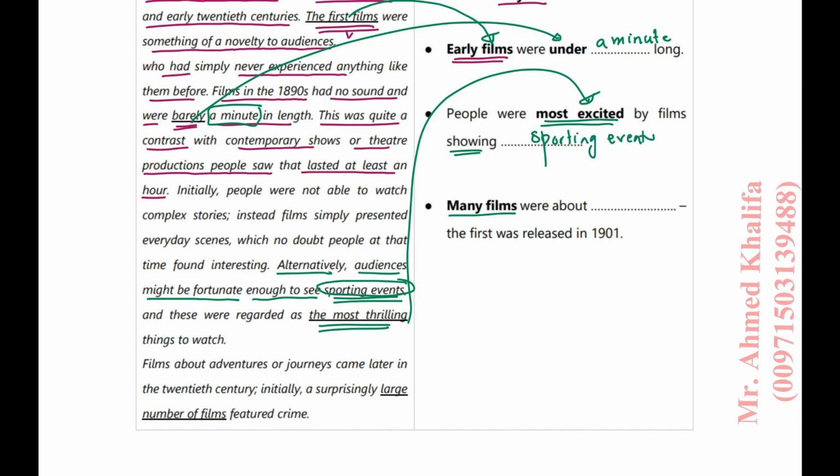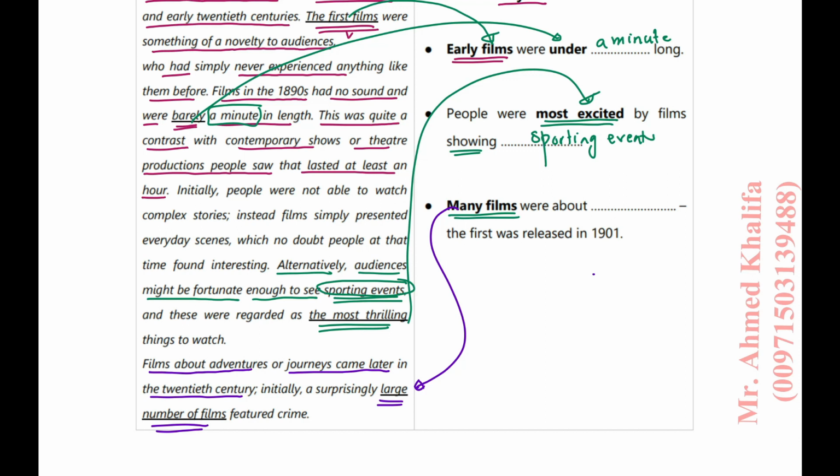Then we have got many films. For sure, you need to predict that as a student, you will listen to some synonyms. You got the point. So let us start again. Films about adventures or journeys came later in the 20th century. Initially, a surprisingly large number of films. So large number of films means what? Means many films.